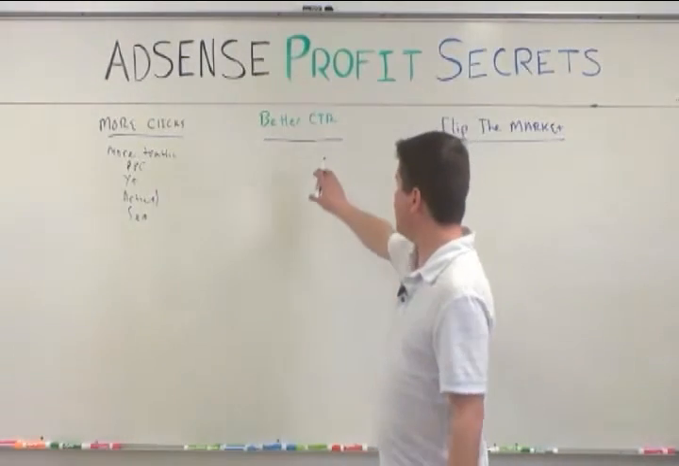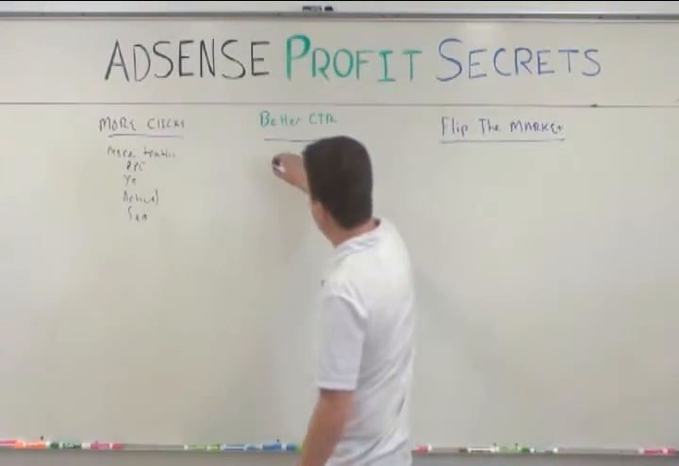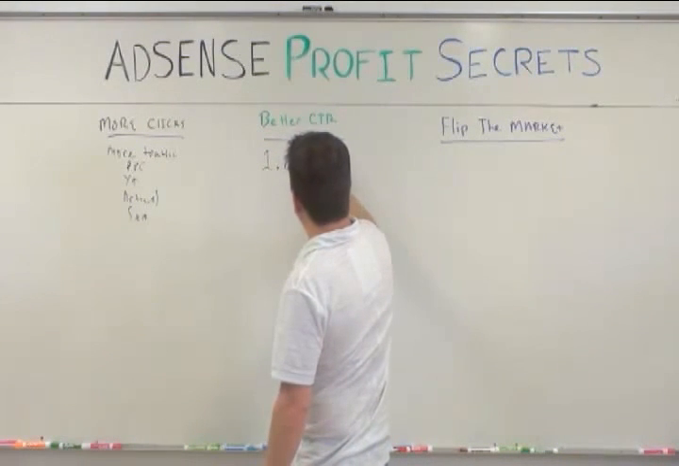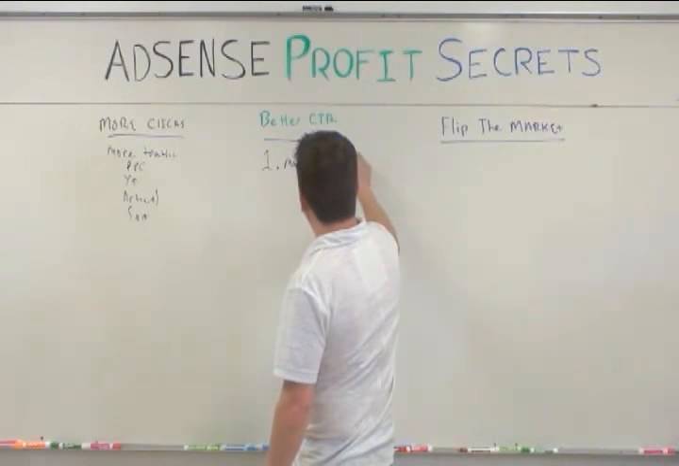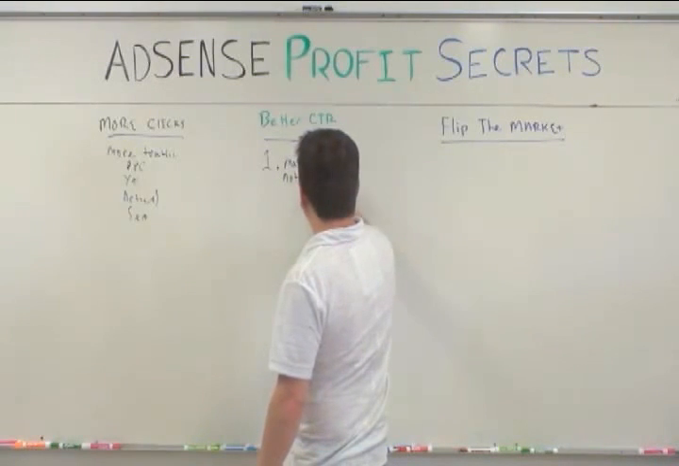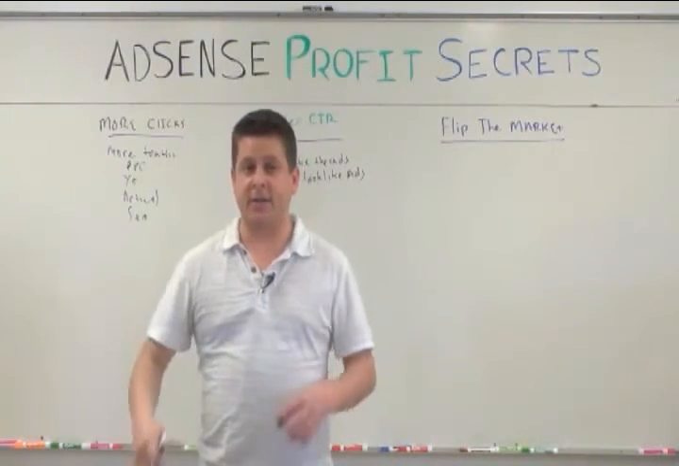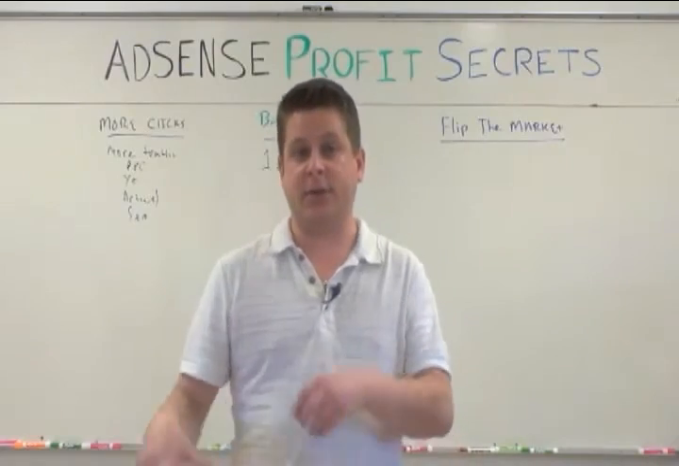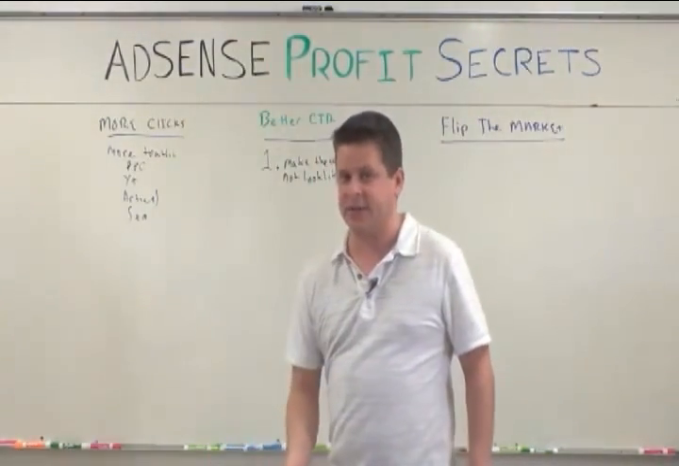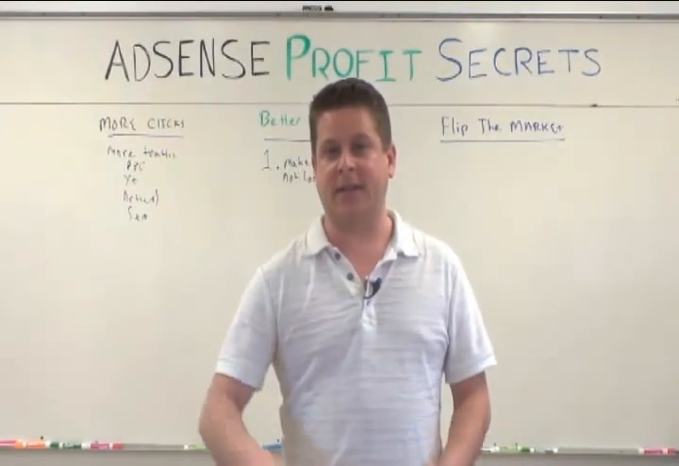Now, to get a better CTR, there are some really cool tricks that you can use. Number one, make the ads not look like ads. So many people I see have big purple AdSense boxes with yellow writing and all this stuff, and they look like ads. It stands out like a sore thumb. Think about the last time you were on a site and you looked at a banner and said, I'm not going to click that.